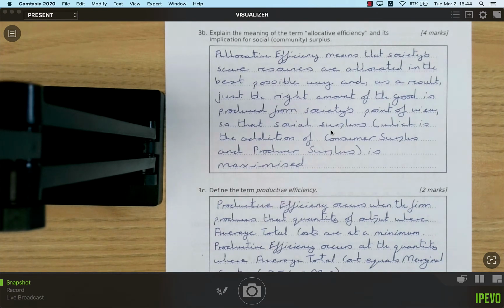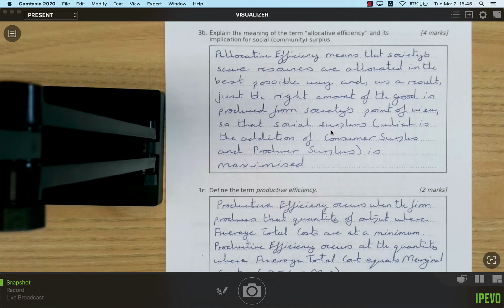Allocative efficiency means that society's scarce resources are allocated in the best possible way, and as a result, just the right amount of the good is produced from society's point of view, so that social surplus, which is the addition of consumer and producer surplus, is maximized. So if you continue to produce up to the point where P equals MC, where the marginal benefit to society is equal to the marginal cost to society, and don't forget that there are no externalities, then you're going to have an allocatively efficient outcome. And that would mean that you're allocating, hence the name, the correct amount of resources, factors of production, to make this good.